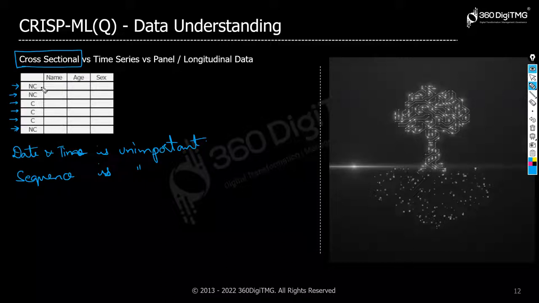Because the output on whether you are tested positive or negative does not really depend on what your date and time happens to be. So this kind of data where date and time becomes unimportant, and hence the sequence in which you arrange the data becomes unimportant, is called cross-sectional data.